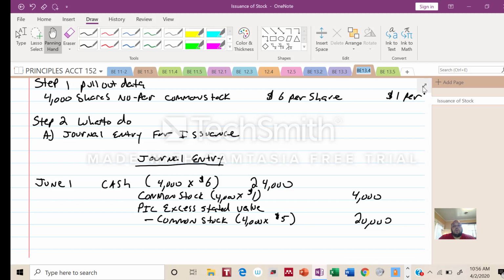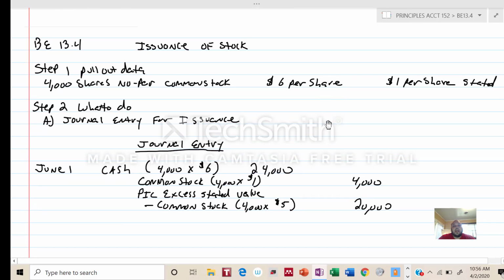Moving on to 13.4, another issuance of stock entry. 13.4 reads, on June 1st, Noonan Inc. issues 4,000 shares of no par common stock at a cash price of $6 per share. Journalize the issuance of the shares, assuming the stock has a stated value of $1 per share. Step one, we're going to pull out our data. We have 4,000 shares of no par common stock, $6 per share, and a $1 per share stated value. Step two, what are they asking us to do? We need to do a journal entry for the issuance.